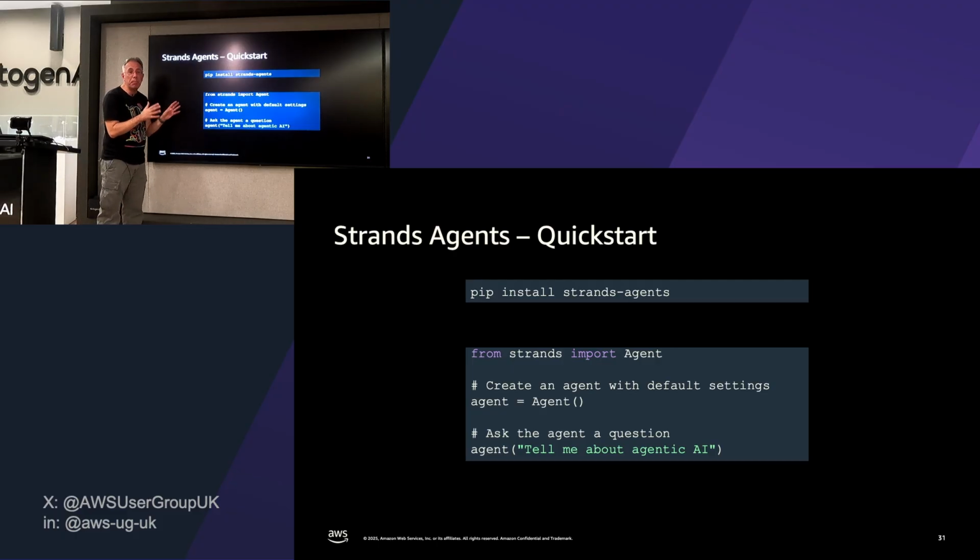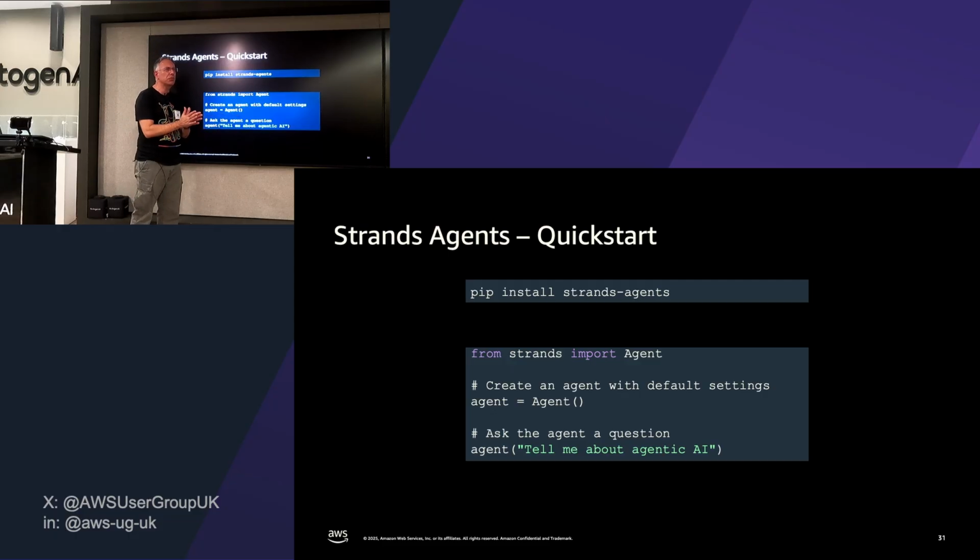So if you use Strands Agents, this is the very simple quick start. It's in Python currently. We're exploring support for other languages. So install the library, and this is the hello world. You import Agent from the Strands library, and then you can create an agent. This is an agent with no system prompt, nothing. It's just the raw model.